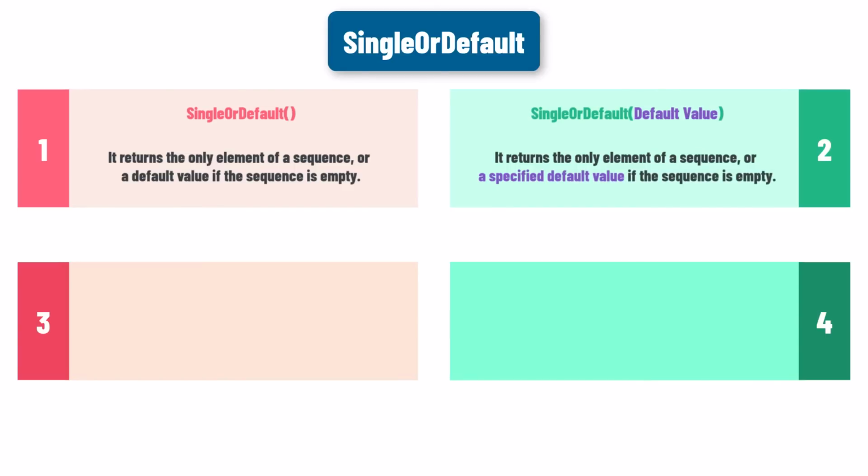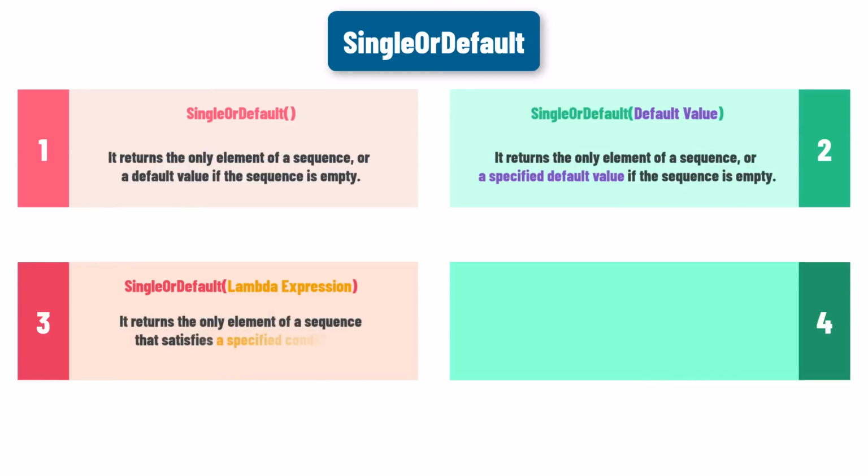So, here the default value we added inside the braces will be returned in case the sequence is empty. The third overload will be used with a Lambda expression inside the braces. It returns the only element of a sequence that satisfies a specified condition, or a default value if no such element exists. So, here the type's default value will be returned in case the sequence is empty.